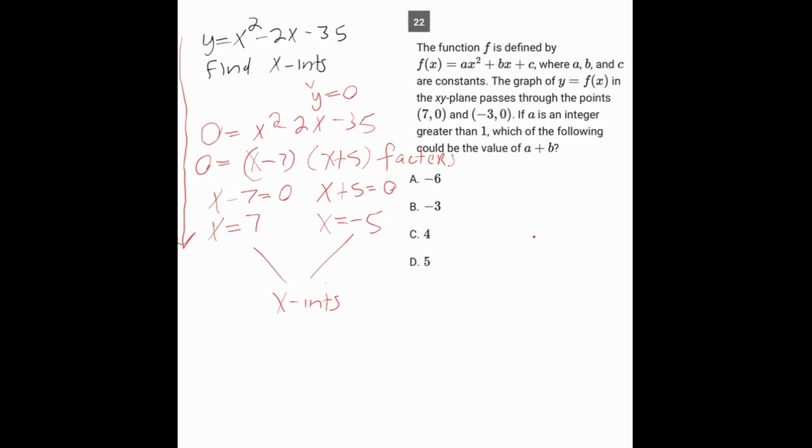So now, why does this matter? In our question, we're being given the x-intercepts, x equals 7 and x equals -3. And we can work it in the other direction. Well, we already saw in my example that if x equals 7, the factor is x minus 7. But if x equals -3, the factor would be the opposite sign, x plus 3. So right now, we have a quadratic with two known factors.